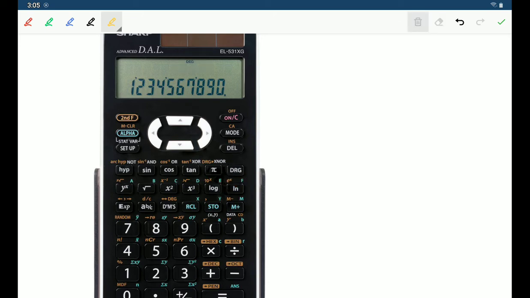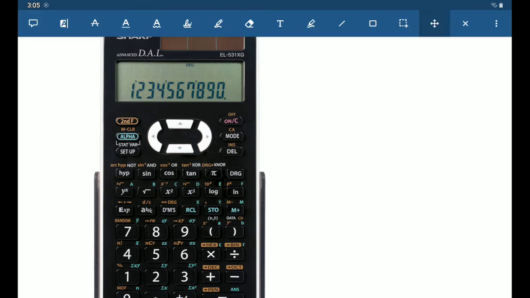For the inverse trig functions, you can see that they live right here above the trig functions. There's inverse sine, inverse cosine, and inverse tangent. To get at all of them, we just need to use the second function button that we have in this corner. So if we wanted to enter, for example, sine inverse of -1, you would enter second function, sine inverse, and then -1, and then equals.